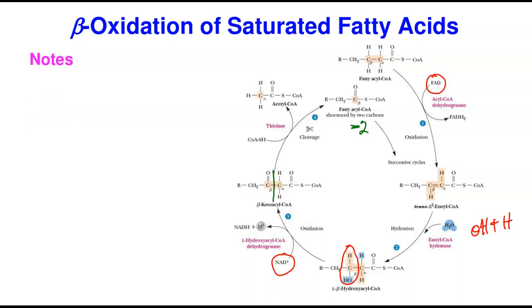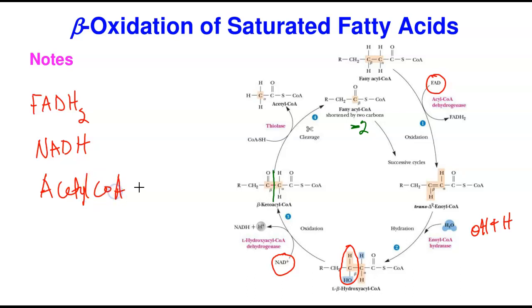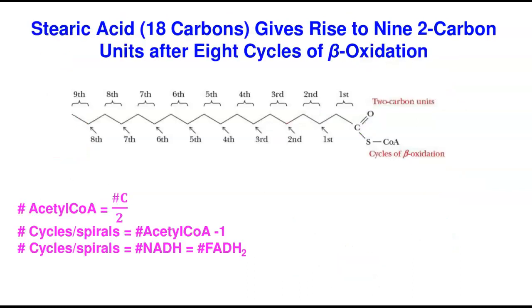FADH first. In step 1, there is production of FADH2, which is a reducing equivalent. In step 3, there is production of what? NADH. And in the last step, there is production of what? Acetyl-CoA. The next question we're going to ask ourselves: how many of these can be produced? It depends on the length of what? The saturated fatty acid. And that is what we're going to address on the next page.